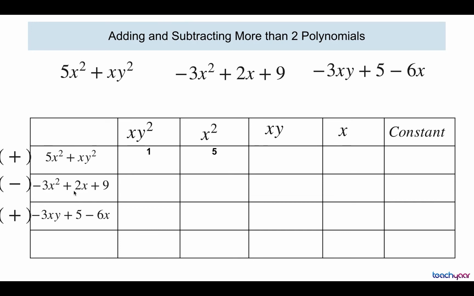Now what about this term? So 9 will be the constant term, 2 is the x term, xy is not there, x square is minus 3, xy square is 0, not there, right? And I've left the minus sign here, so that will help me remember that I'm subtracting these coefficients. And then the third equation, constant term is 5, the x term is minus 6, the xy term is minus 3, the other two are 0.